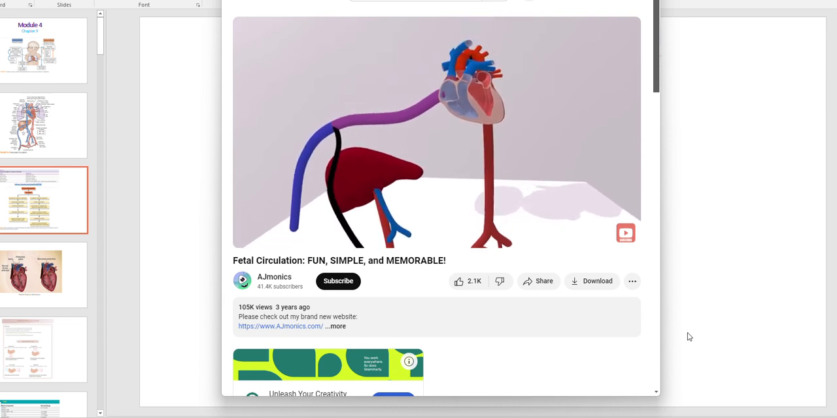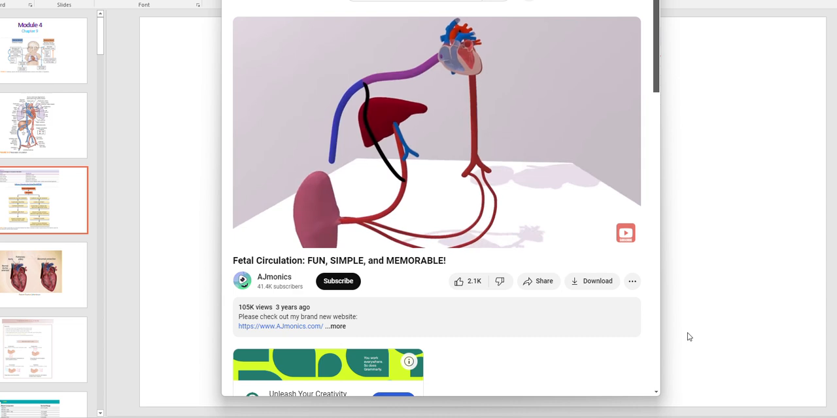And it goes into the right atrium. We also notice that the superior vena cava also brings deoxygenated blood, completely deoxygenated blood, and thus it is blue, to the right atrium. So this is our first shunt, the ductus venosus. Let's talk about the second shunt.